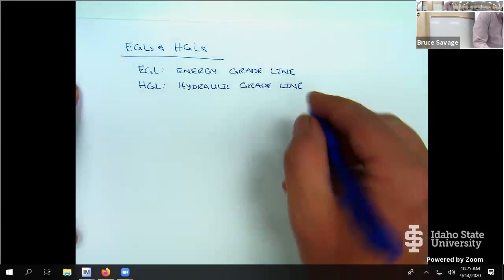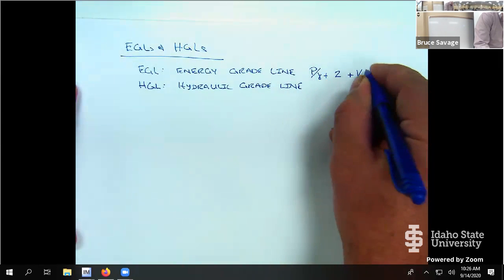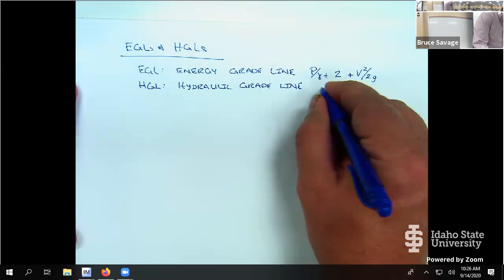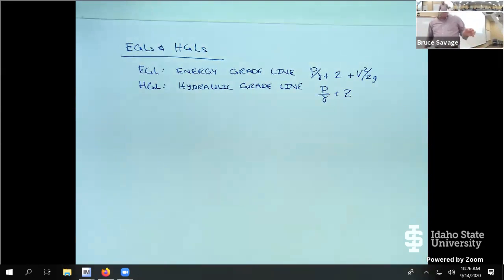The equation for each one of these, the EGL is P over gamma plus Z plus V squared over 2g. And the hydraulic grade line is P over gamma plus Z. So it's possible for the HGL to equal the EGL, but it's also possible for it to be less if there's velocity. Okay, so the EGL is always at the HGL or higher, has to be. Because V squared, even if you have what's called a negative velocity, which is just velocity in the opposite direction, still gets squared, and so it's always going to be a positive value, right?